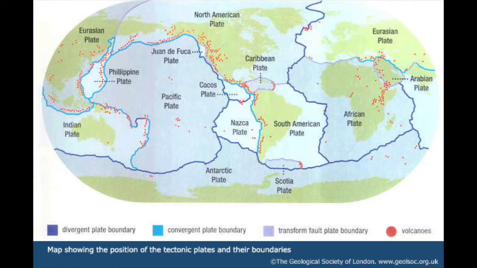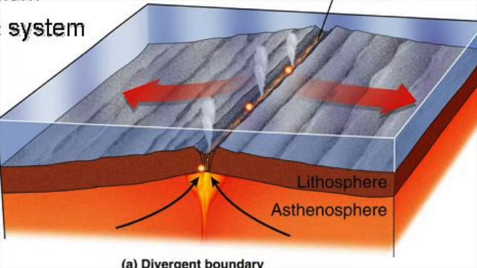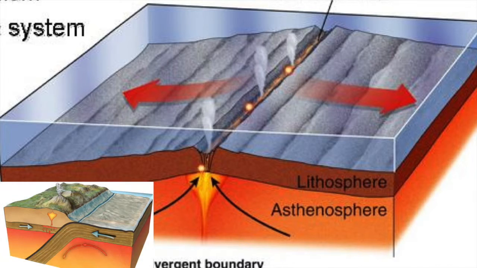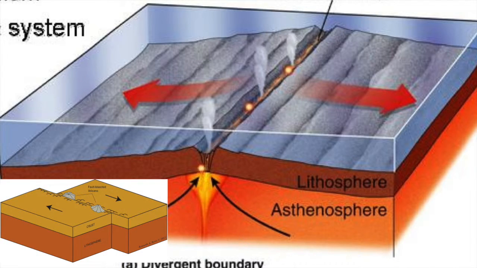There are different interactions among individual plates along the plate boundaries. There are 3 different types of boundaries: divergent boundaries, convergent boundaries, and transform fault boundaries. The person who discovered these boundaries is Alfred Wegener when he was researching continental drift.